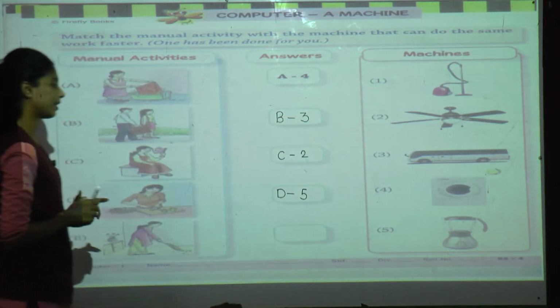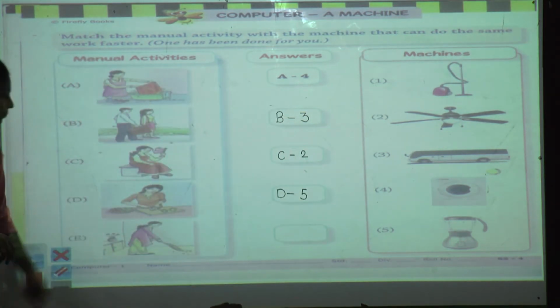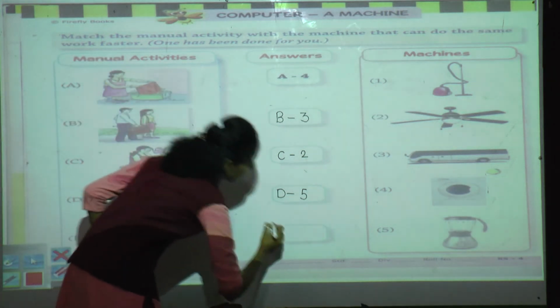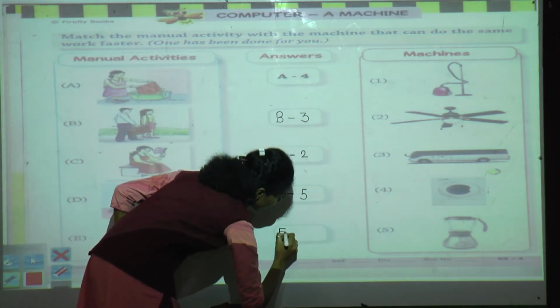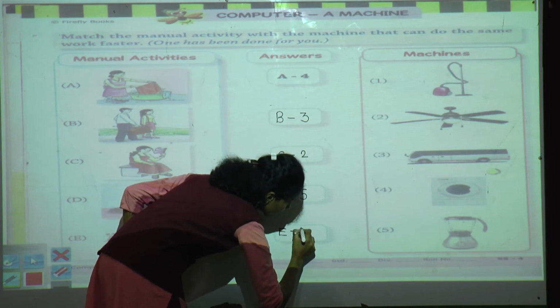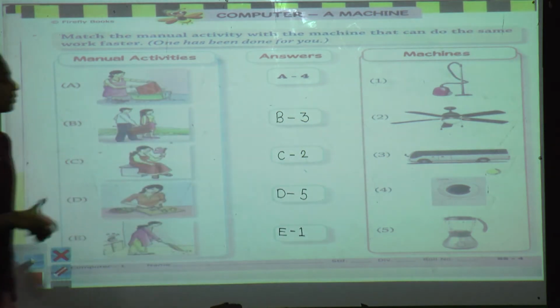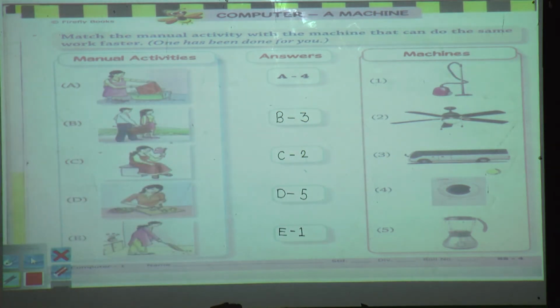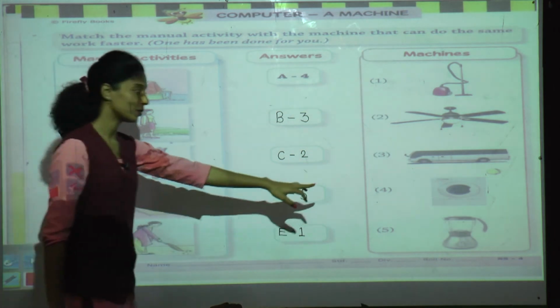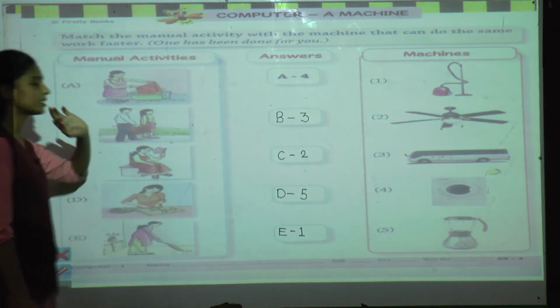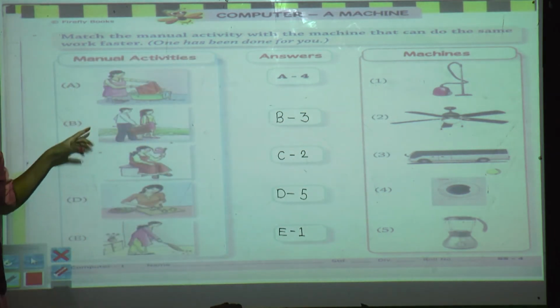We have to write like that. What is this? This girl is sweeping. Then which is the easiest way? This is E. Then what is the answer of E? By using a vacuum cleaner also we can clean our house. Okay? Understand? By using hand also we can wash the cloth, but a washing machine is easier.